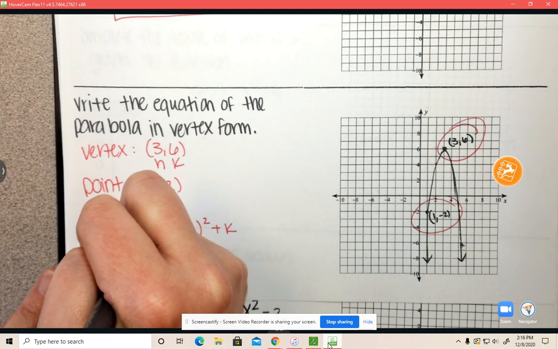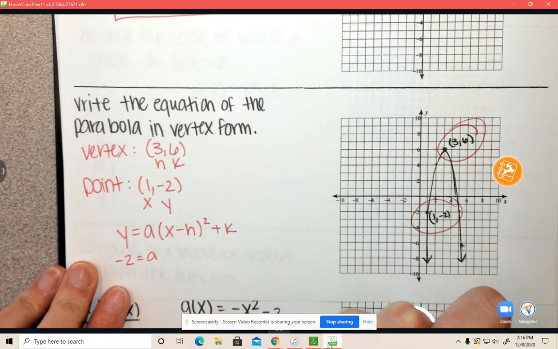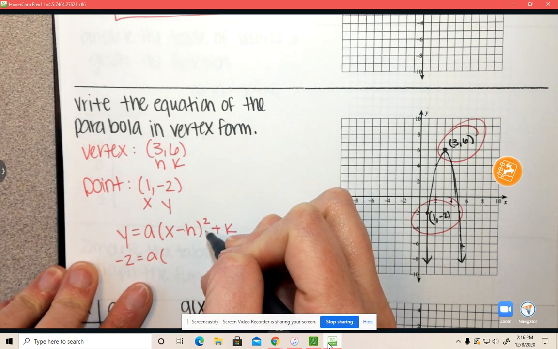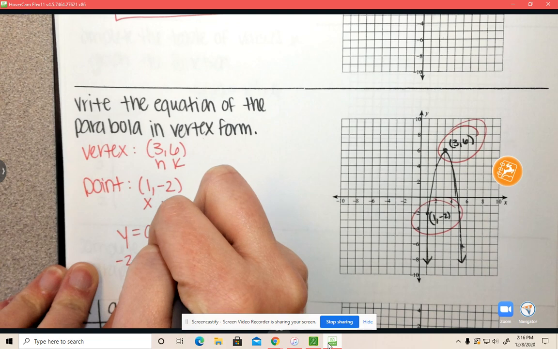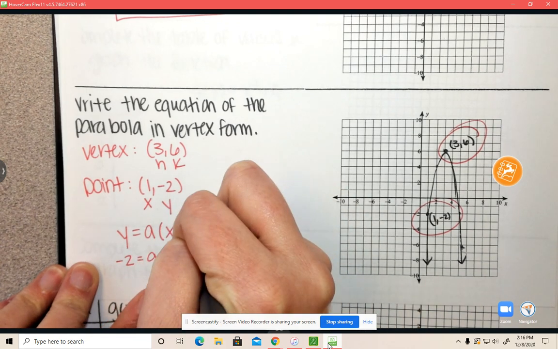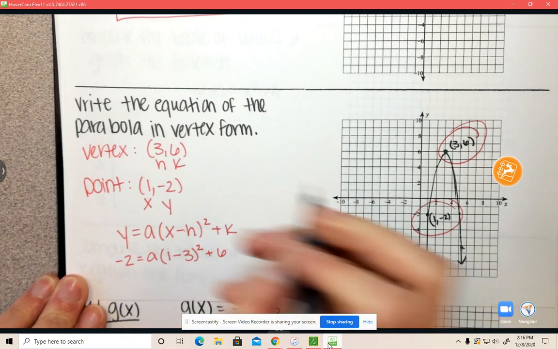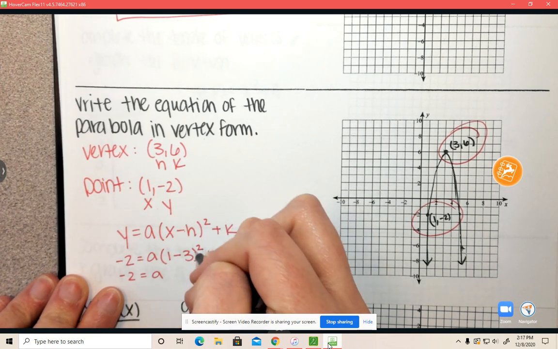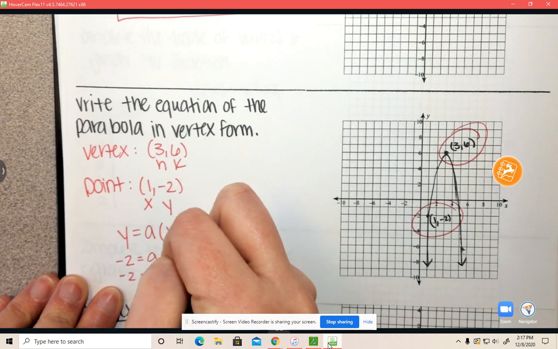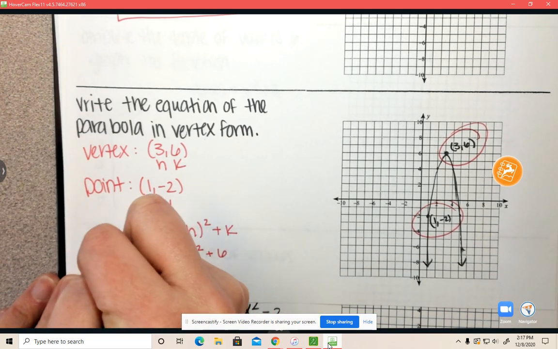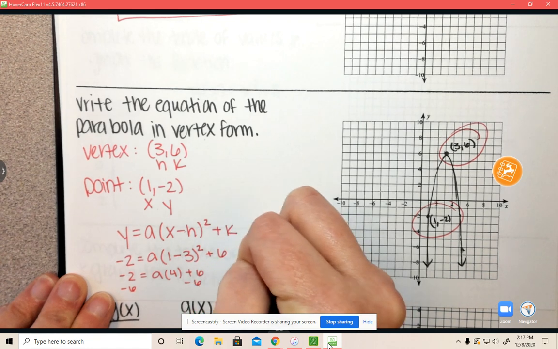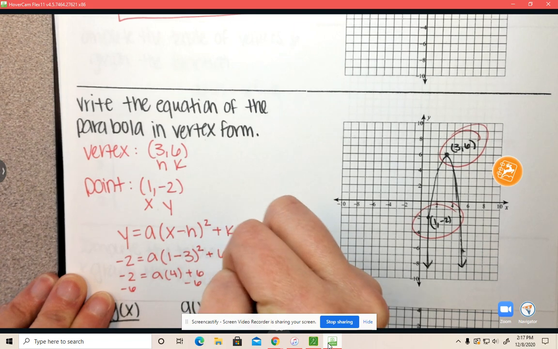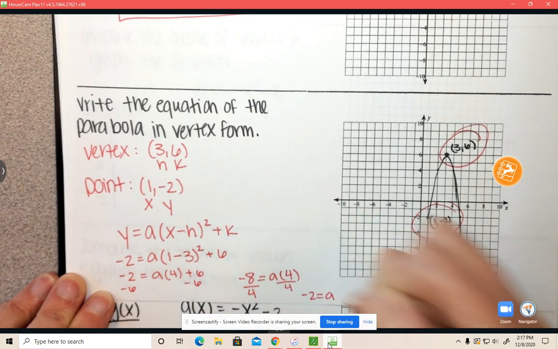So our y is -2. Our a is unknown. We have x minus h squared. So x is 1 minus 3. Let me square that. And then plus 6. So that's -2 equals a times (1 minus 3) squared plus 6. 1 minus 3 is -2. Squared is 4. And then we have plus 6. We can subtract 6 from both sides and get -8 equals a times 4. Divide by 4. And we get -2 equals a.